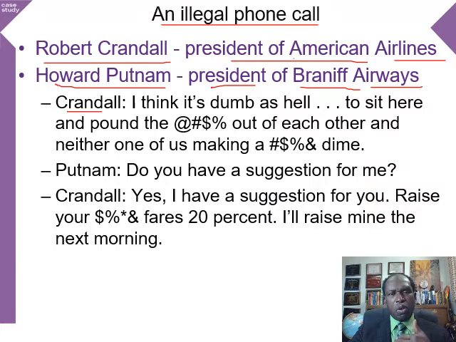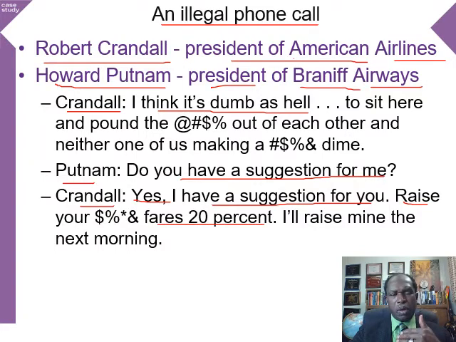During the phone call, Crandall said, "I think it's dumb as hell." Putman said, "Do you have any suggestion for me?" Crandall said, "Yes, I have a suggestion for you. Raise your fares by 20%, and I will raise mine the next day."